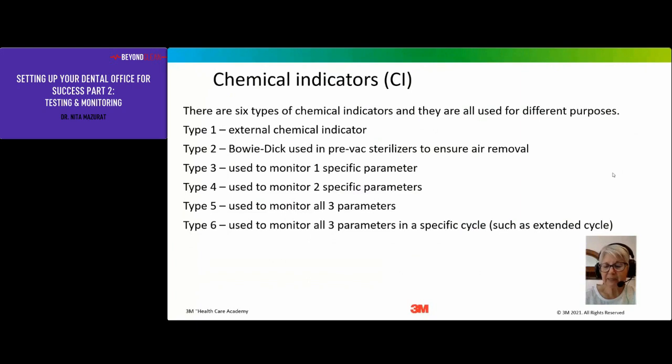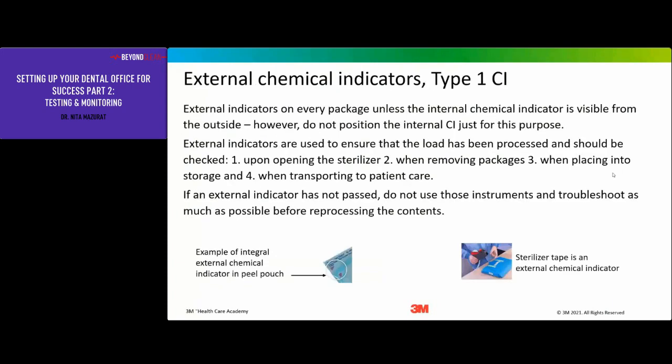We use type 5 and type 6 all the time, and they are used in every single package that is placed into the sterilizer. Type 1s are your external indicator, unless there's an internal chemical indicator in a peel pouch and it's visible from the outside, but you don't position it just for that purpose. External indicators are used to ensure that the load has been processed and should be checked when you open the sterilizer, when you're removing the packages, when you're placing them into storage, and when you're transporting to patient care.